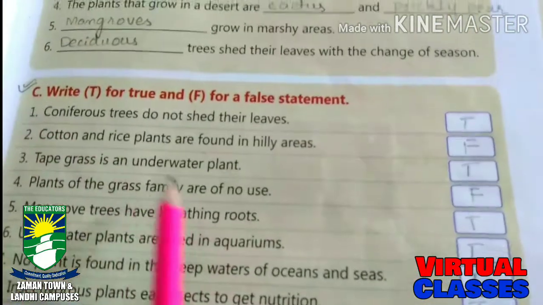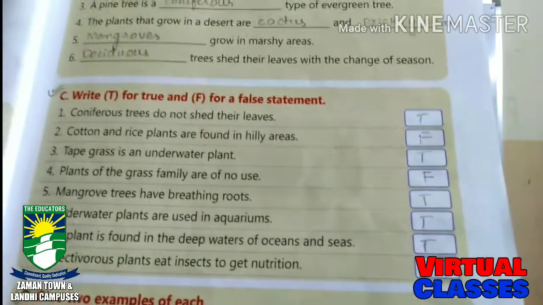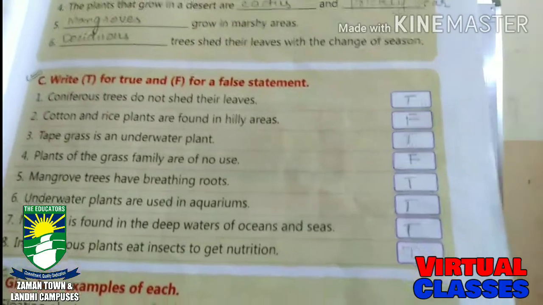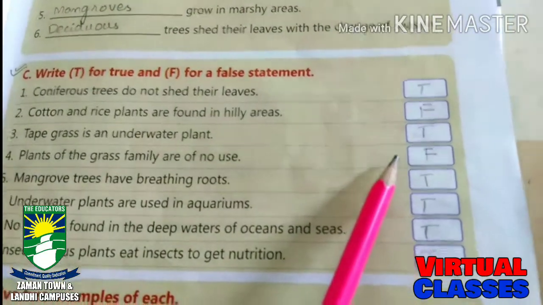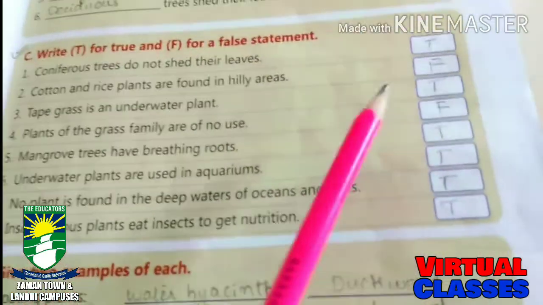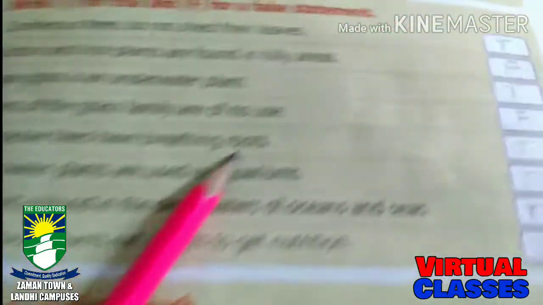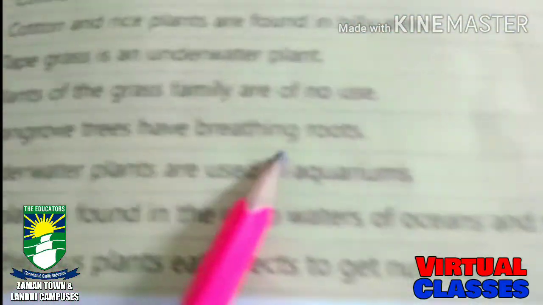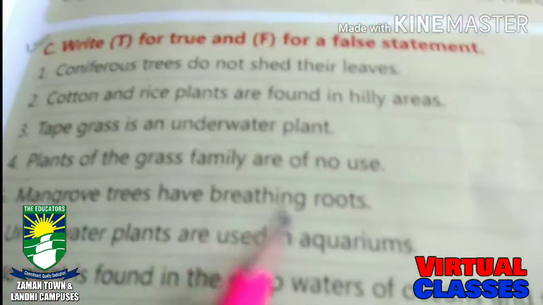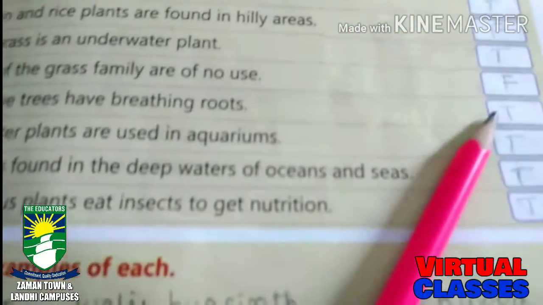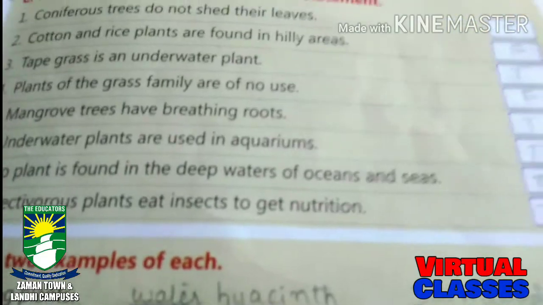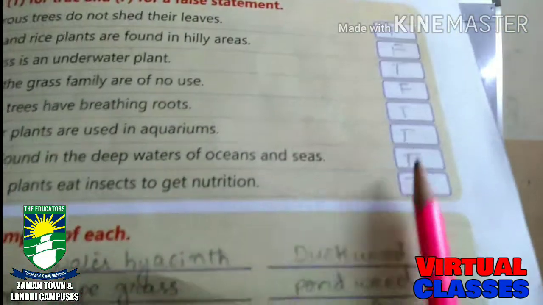Plants of the grass family are of no use. I have just told you how many uses we have, and you read the remaining ways of how to use it. So if you are thinking plants of the grass family are of no use, you will write false. Otherwise you will write true. It depends on you. Mangrove trees have breathing roots. I have just told you in the lecture, and I repeat again and again. Mangrove trees have breathing roots. So you will write over here true or false. The remaining ones you will also read and solve right over here.